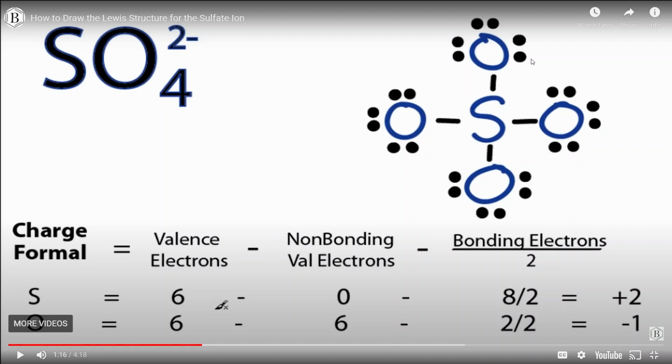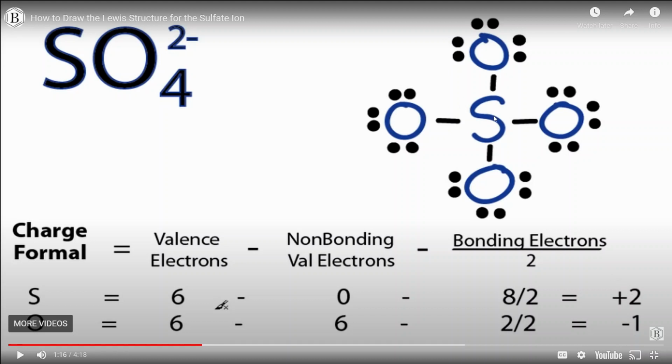These are all identical. So we have 6 on the oxygen, minus 6 non-bonding, so that's 0. And then we have 1 bond, so we subtract that. This has a formal charge of -1. This has no lone pairs, and it started with 6, so 6 minus 0, and it has 8 electrons around it. Take 8, divide by 2, that gives you 4 bonds. This has a formal charge of +2.